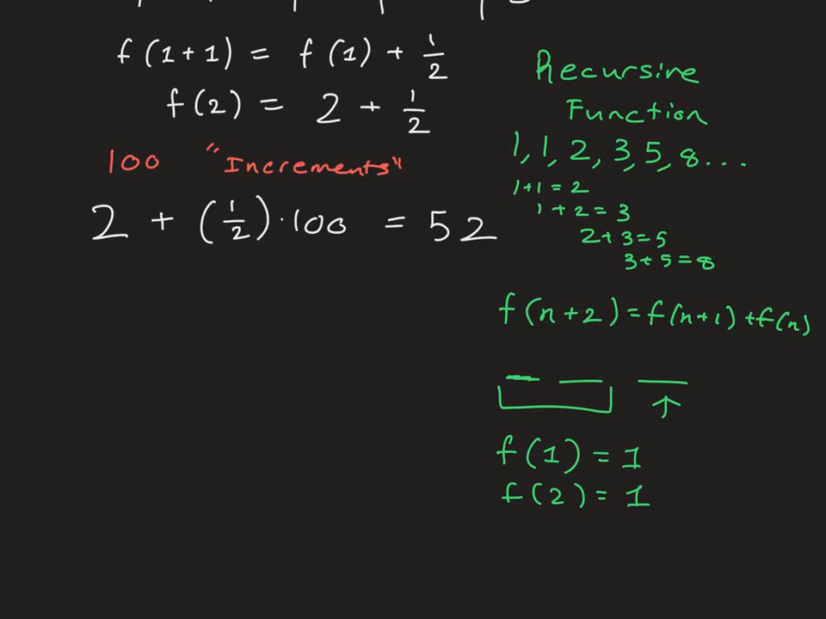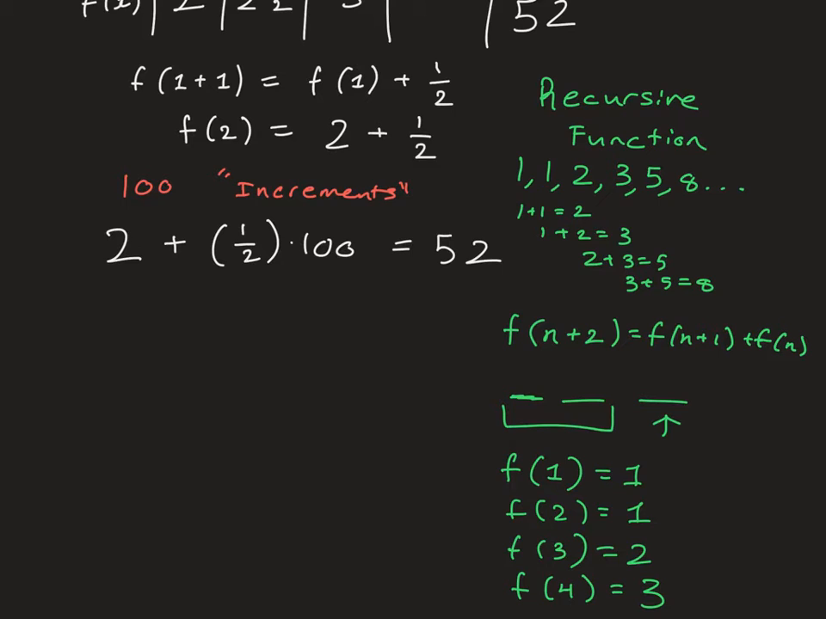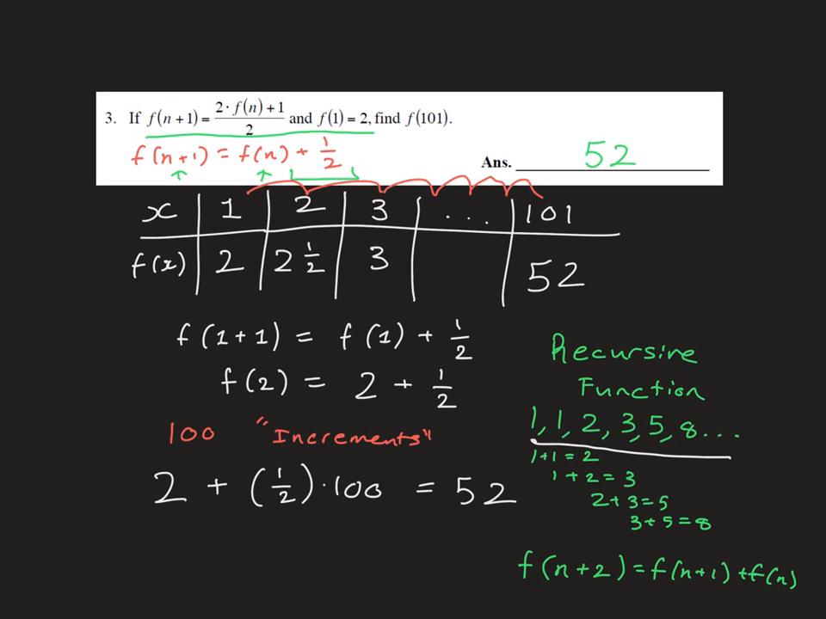And then you can see that f of 3 is equal to the sum of the two previous ones, and you get 2. F of 4 is the sum of the two previous ones, and you get 3, and so on. And that's the Fibonacci sequence. And this is interesting because it's found in nature a lot. So now that I'm done getting sidetracked with the Fibonacci sequence, yeah, that's how to deal with recursive functions.